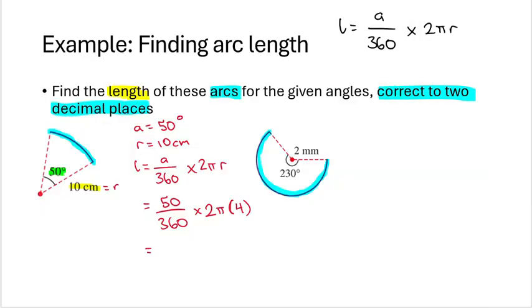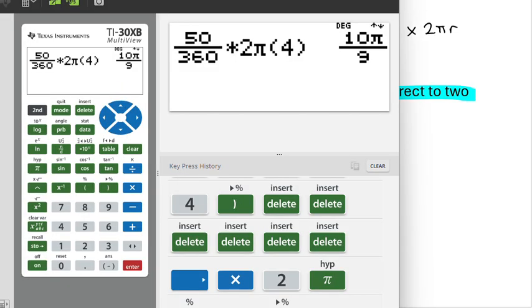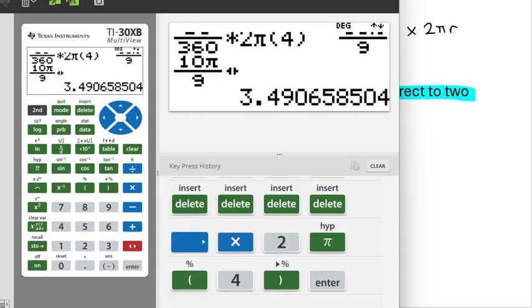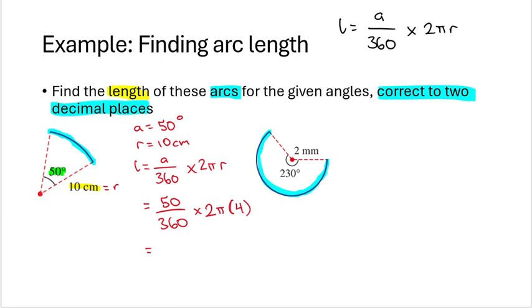Now the question here is saying it wants it correct to 2 decimal places, so make sure you press the funny button, this double arrow button here. This changes it into a decimal. So let's just round it off. So 3.490. So this just equals 3.490.